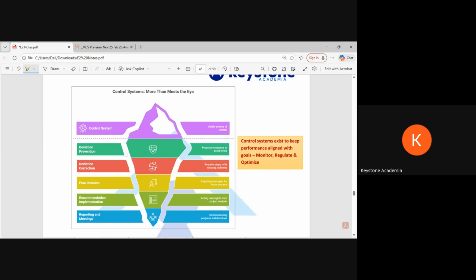Wherever we feel like we can deviate, we can prevent it, we can correct it, we can plan it, we can do implementation, reporting and meetings.